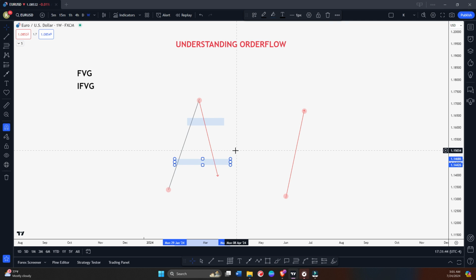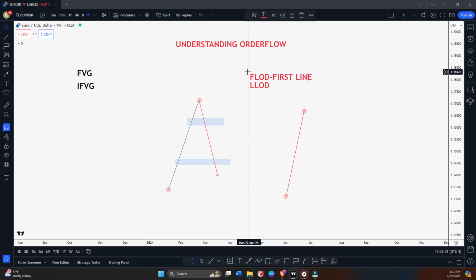Okay, so I hope what is the first line of defense and last line of defense is clear. Sometimes you will see people say in short form FLOD and LOD. Basically FLOD stands for first line of defense, and this stands for last line of defense. So don't get confused when I say some tricky words like FLOD and LOD.